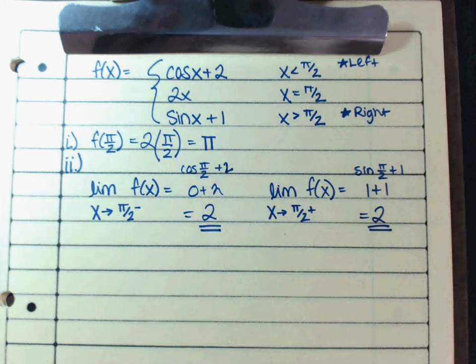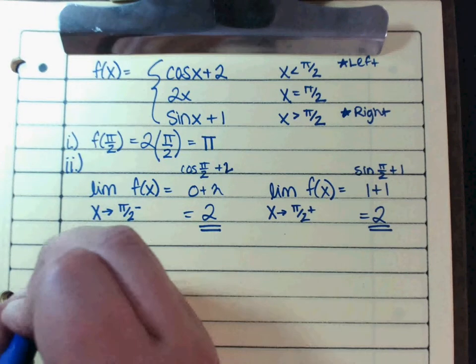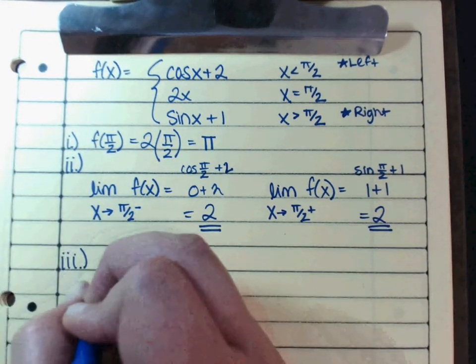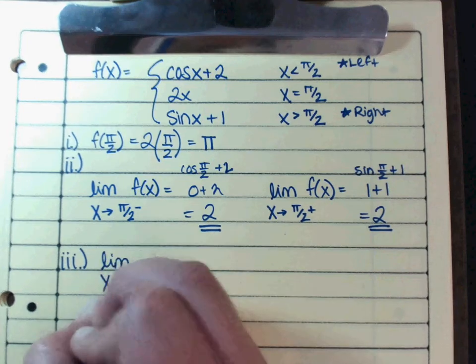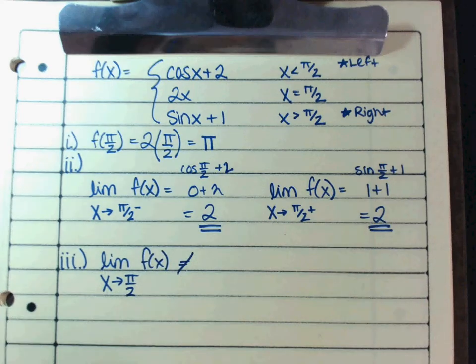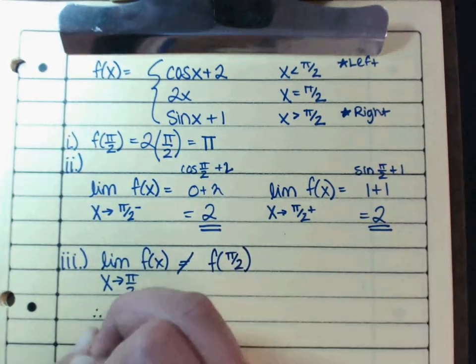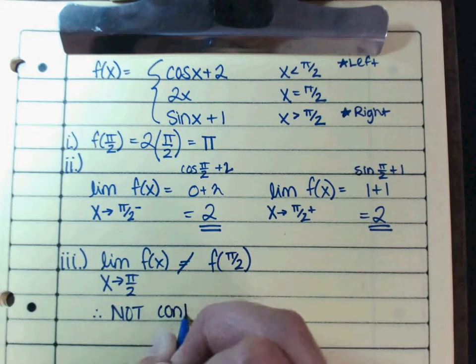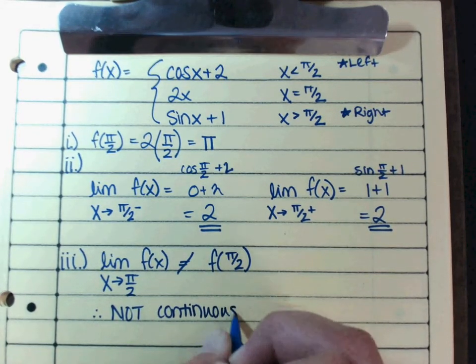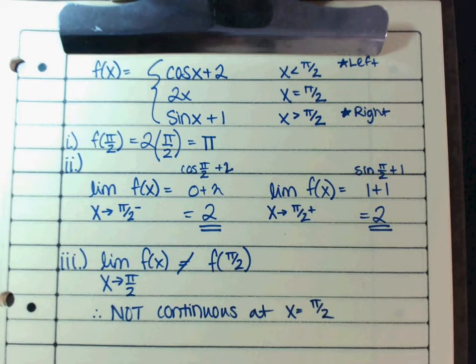Did they come out the same? Okay, now the limits came out the same to each other. Did they come out the same as the y value? No. So then in our third step, we would put the limit as x approaches pi halves of f of x is not equal to f of pi halves. And that is a problem, therefore we conclude it is not continuous at x equals pi halves. Okay? The third step is that the first two steps have to match.